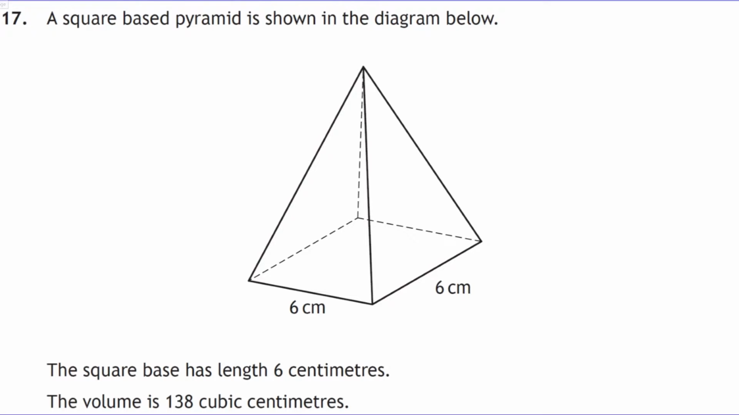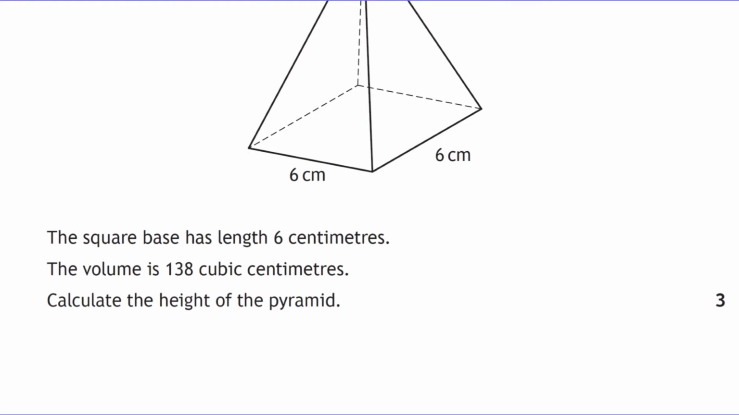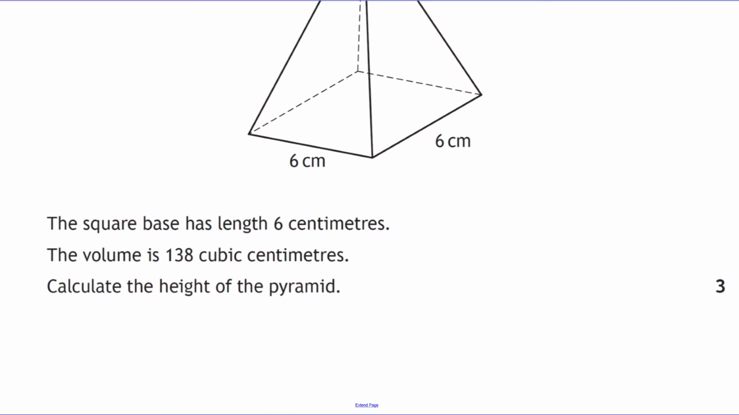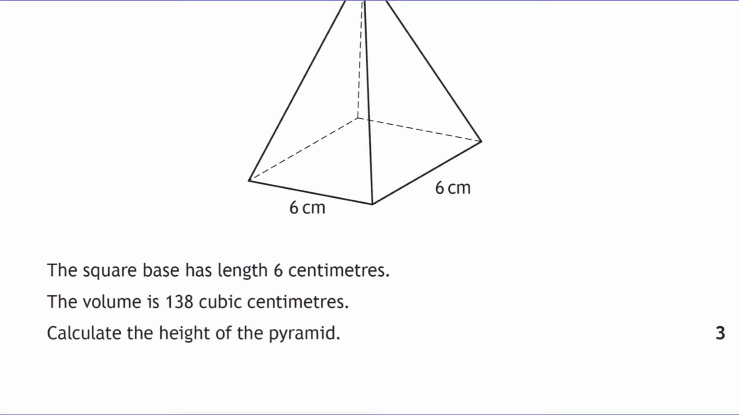Okay, 17, we've got a square base pyramid as shown in the diagram below, 6 by 6. The square base has a length of 6 centimeters. The volume is 138 cubic centimeters. Calculate the height of the pyramid. Okay, so the formula for the volume of a pyramid is given in the formula sheet as V equals a third times the area of the base times the height. So if the base is square, it's a third times 36, 6 times 6, times the height, which we do not know, but we do know that the volume is 138.